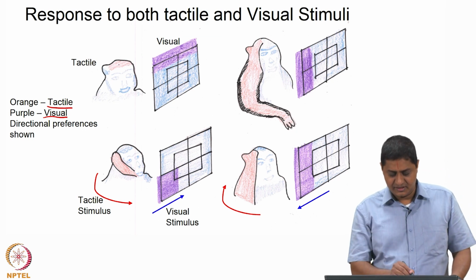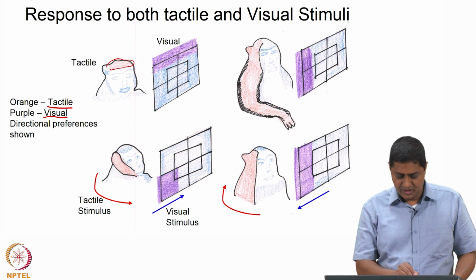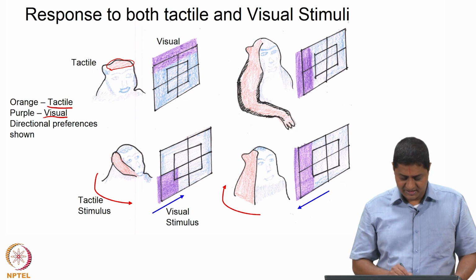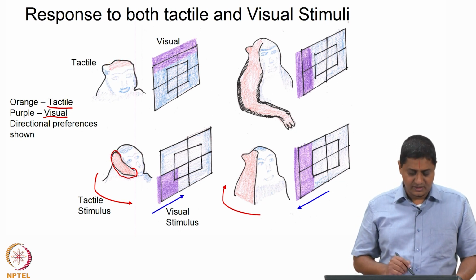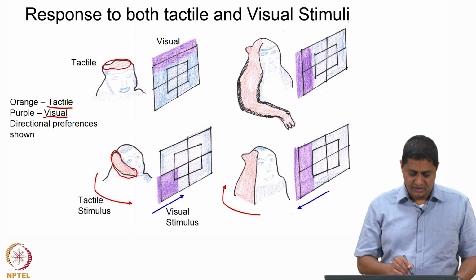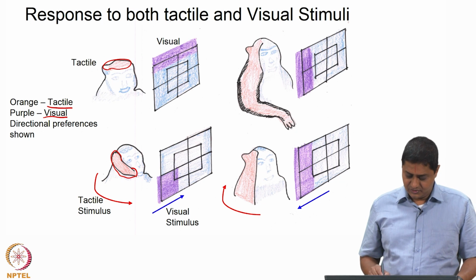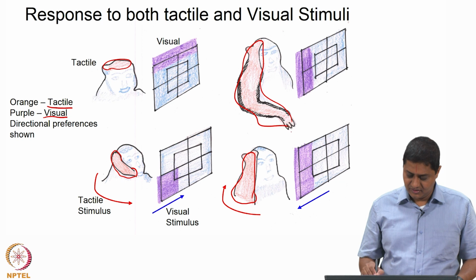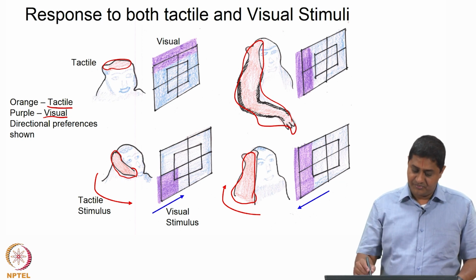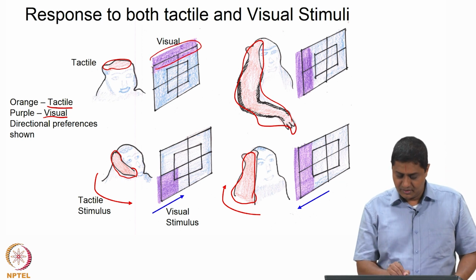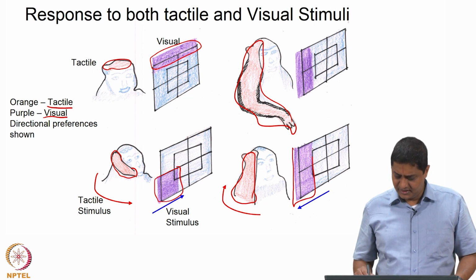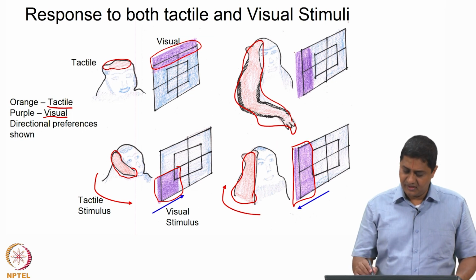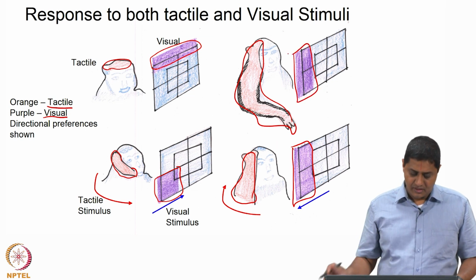So, what is presented here is a neuron whose tactile field is here. Note that tactile fields are presented in orange and visual fields are presented in purple. So, this is the tactile field of one neuron, this is the tactile field of a different neuron, is it not. The purple regions though indicate the visual fields for different sets of neurons.